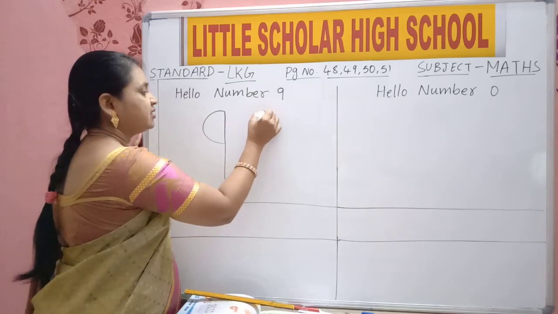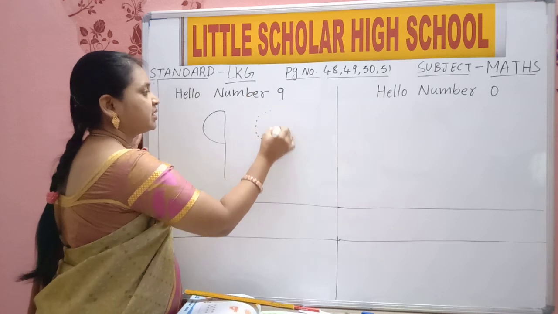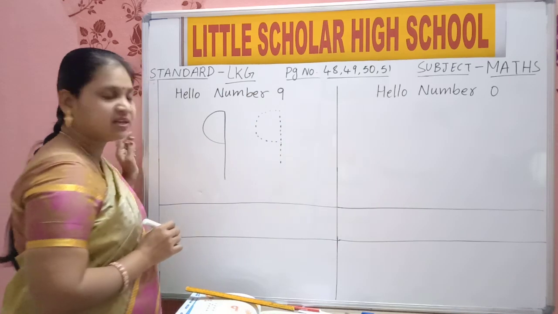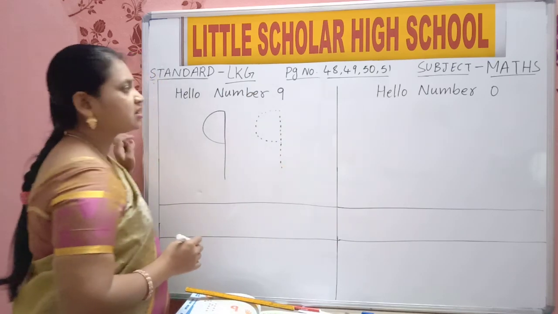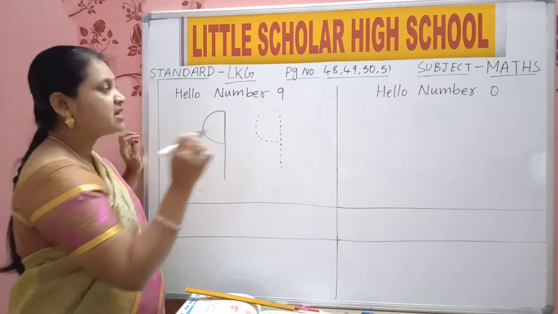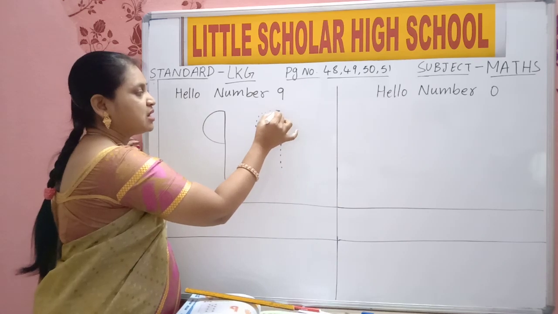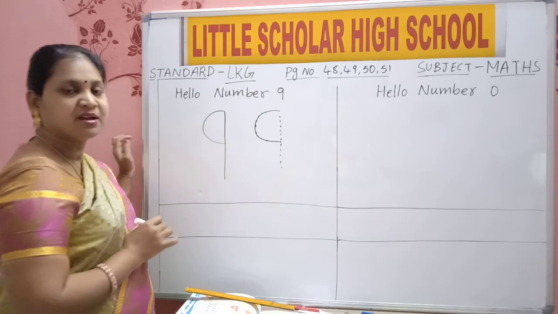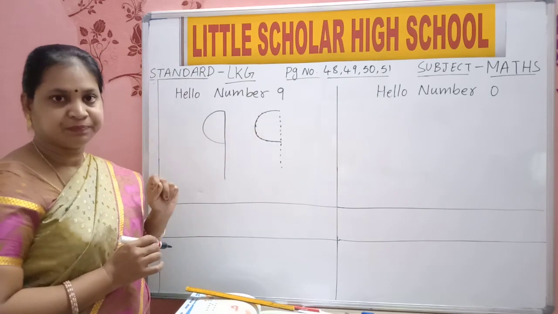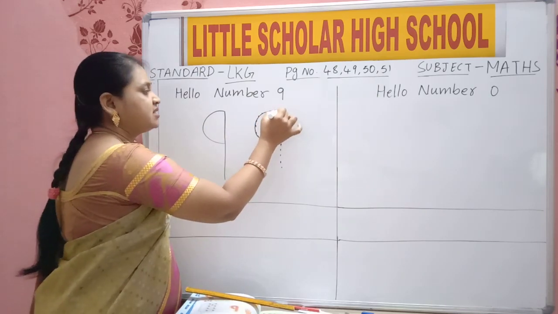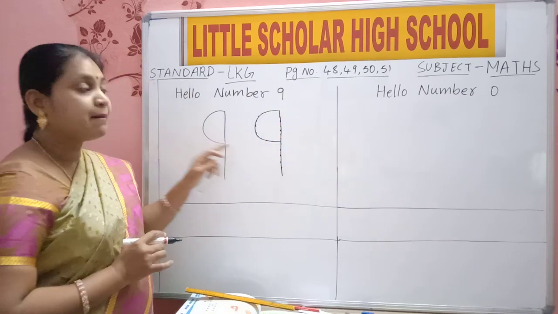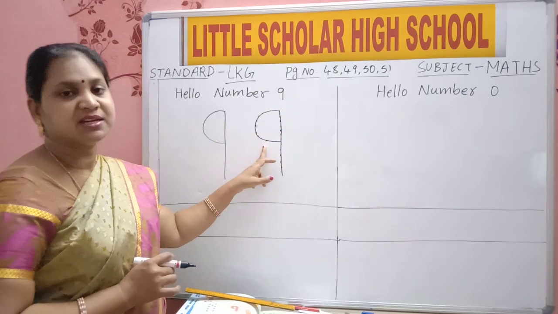Dots are given in your textbook in this way. So trace it on that. Take a pencil. Start from here. First you will draw a half curve, then one standing line. So what is this? Number 9.